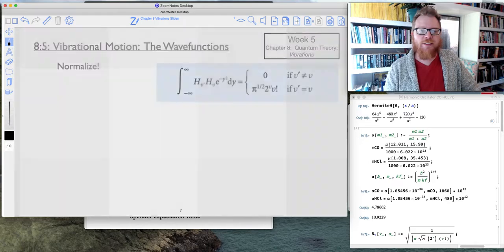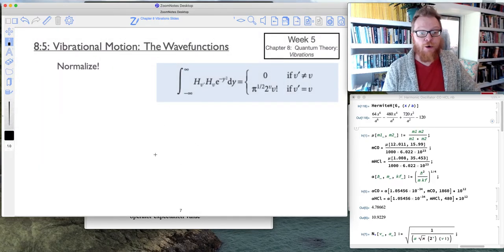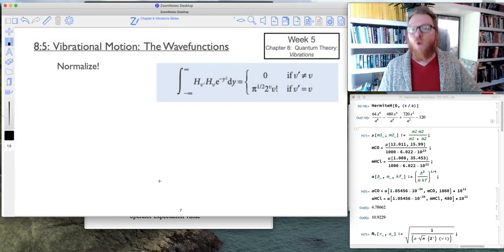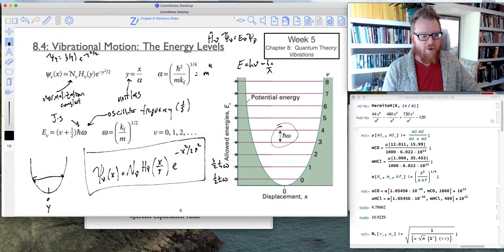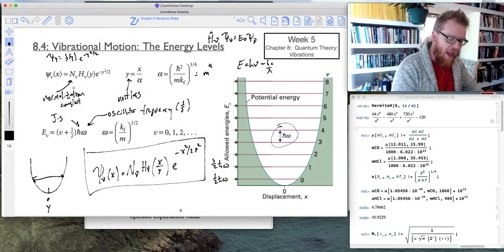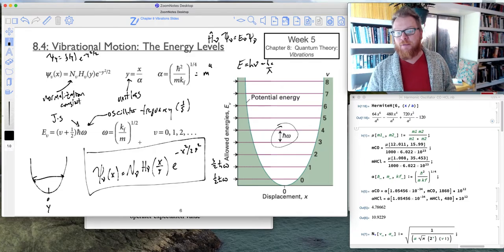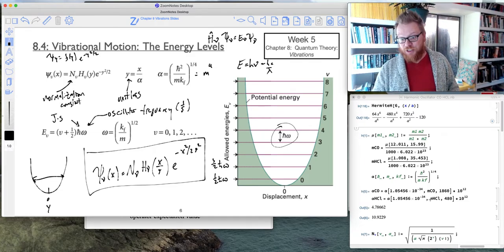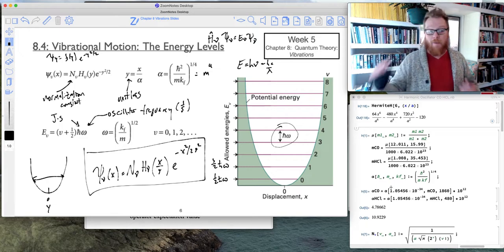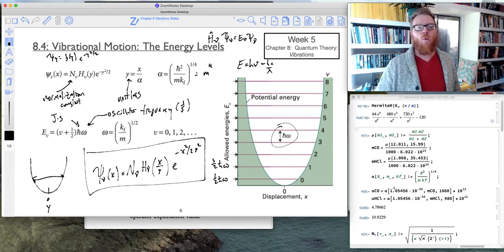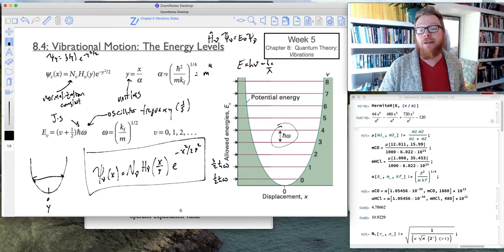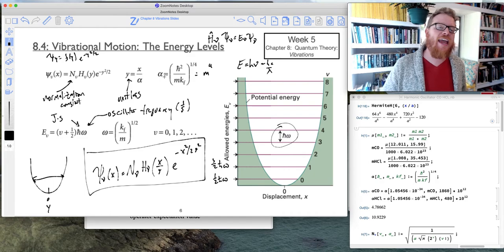So I've been talking for about 36 minutes, so I'll cut it off here. Coming up next, we're going to normalize this wave function and actually find out the normalization constant. Okay. And as you can also see from my Mathematica file, I've got calculations of alpha here, where I'm actually going to show you what happens when we apply real numbers into this whole alpha thing and how it sets our scale for displacement.